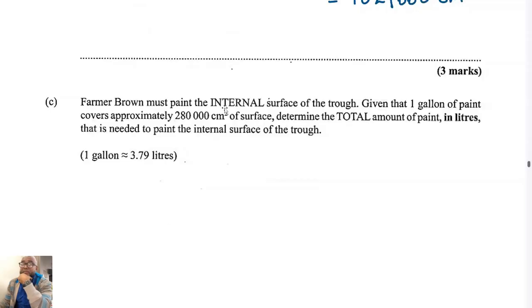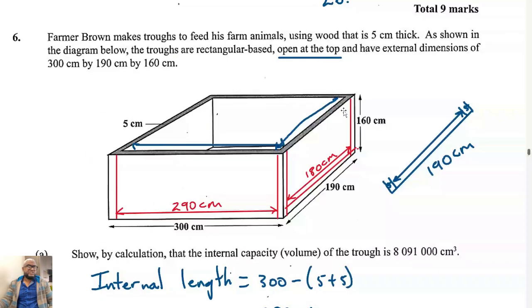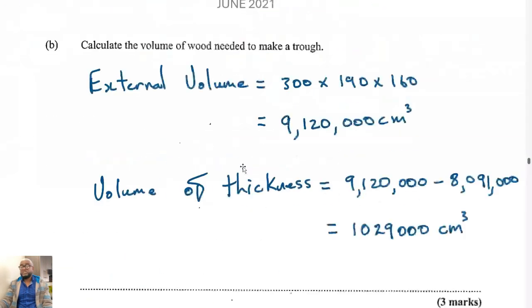Right. So Farmer Brown must paint the internal surface of the trough, right? You all remember the internal dimensions, right? We have it above. So you must paint the internal surface of the trough. So that'll be what? 4 sides and the base. Remember, don't forget the base. You see in the 3D figure? You understand? So the internal surfaces and then the base would be the internal surface of the trough, right?